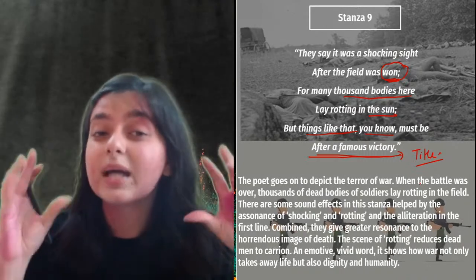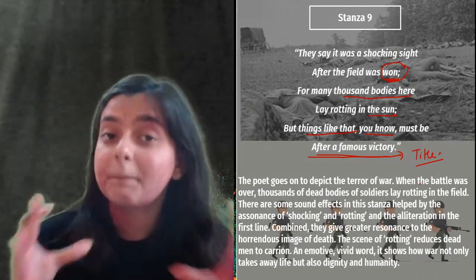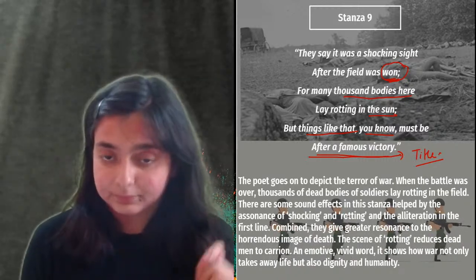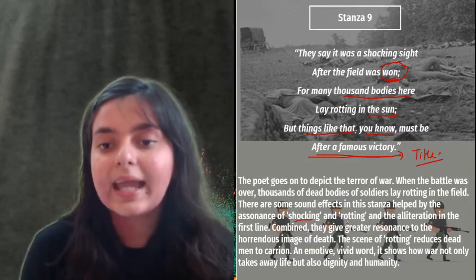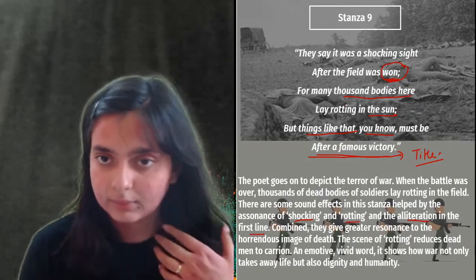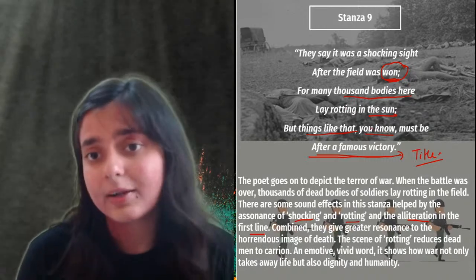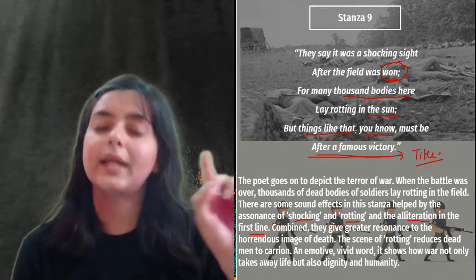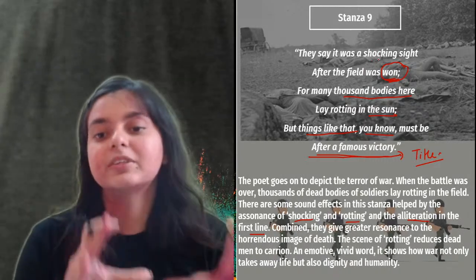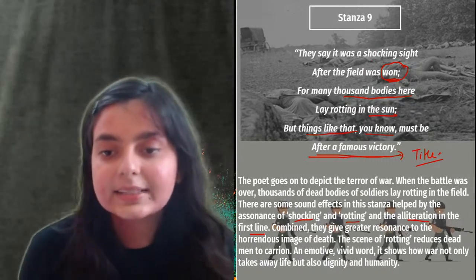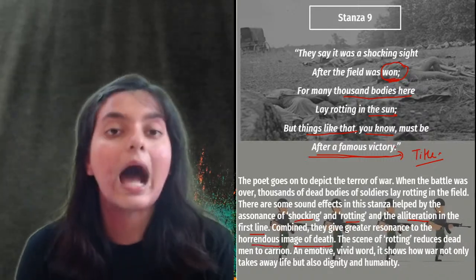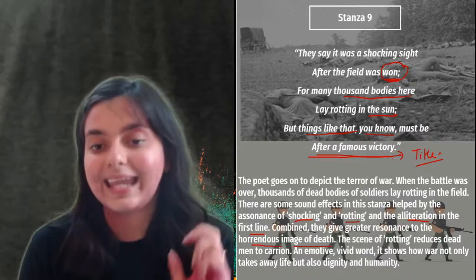So, that is the gruesome picture that the poet is trying to paint over here. And the assonance of shocking and rotting, and the alliteration in the first line, you can see over here, shocking and rotting. What is the figure of speech there? Assonance. The repetition of the vowel sound O emphasizes and gives greater resonance to the horrendous image of death. So of course you've understood how horrifying the image of death is.